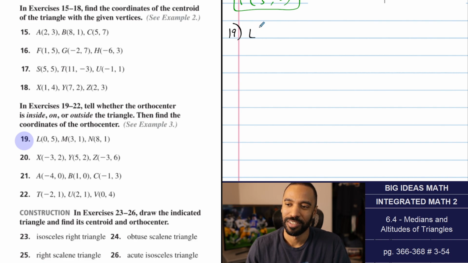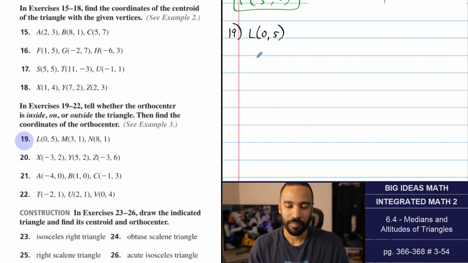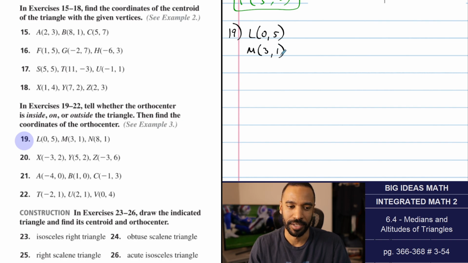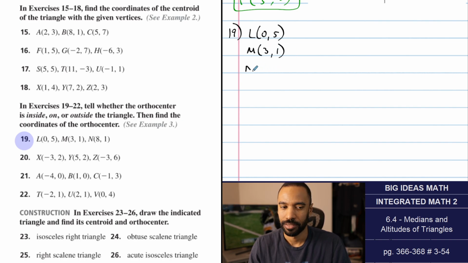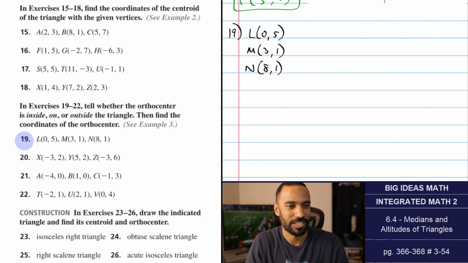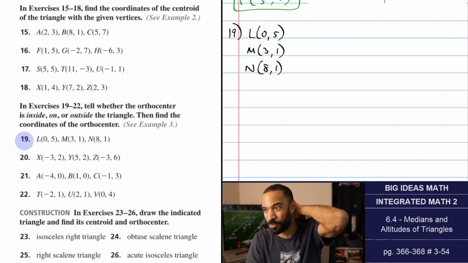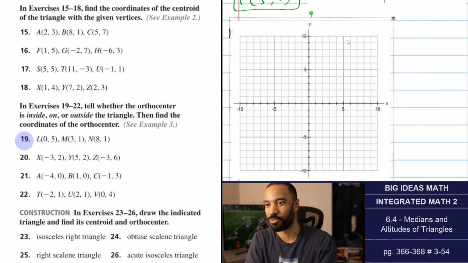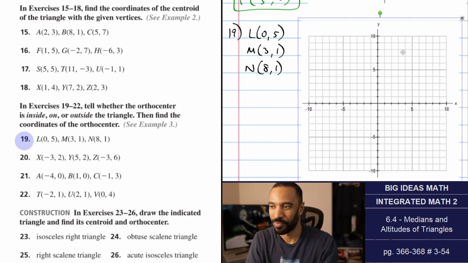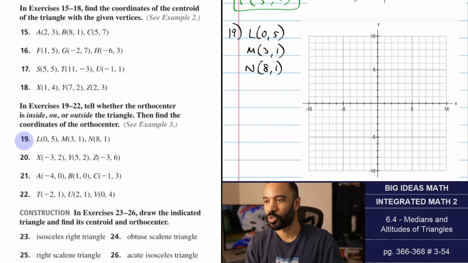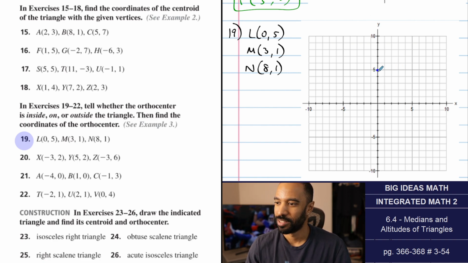All right, L is at 0, 5. M is at 3, 1, and N is at 8, 1. I paused for a second, and I was making sure we had to find centroids of numbers 15 to 18. If it was orthocenters, I would have gone, oh crap, I got to edit that out and redo them. But we're good. We're all good. All right, here's L. Here's M. And here's N. Okay. First things first.